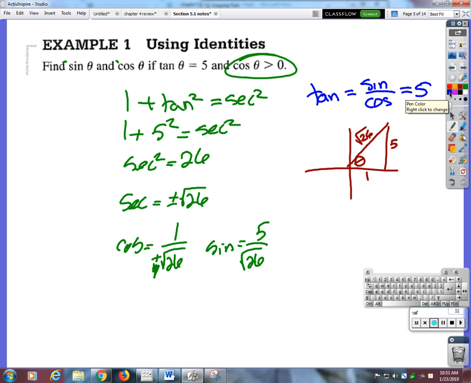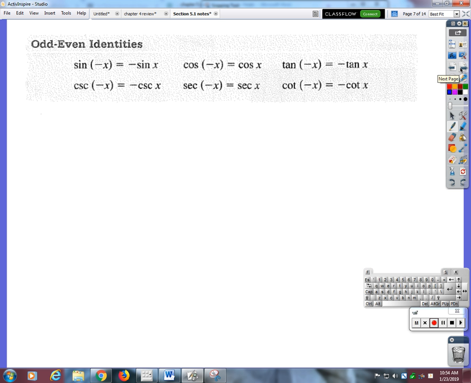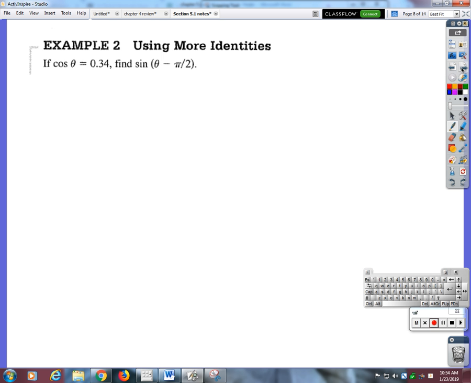Why is this one 5 over square root of 26? Because the tangent is sine over cosine, and if the tangent is equal to 5, that means this has to be 5 times bigger than that. And so I just took this and multiplied it by 5, okay? That was kind of a weird one. I don't feel like we need to know those, so we might come back to those.